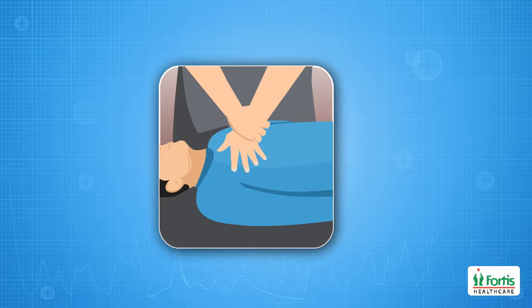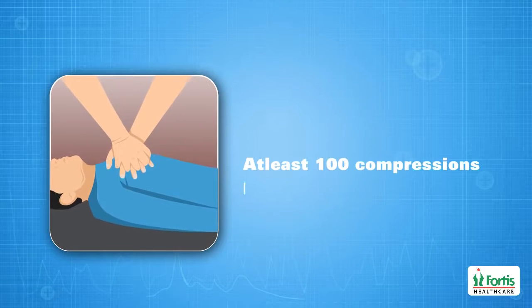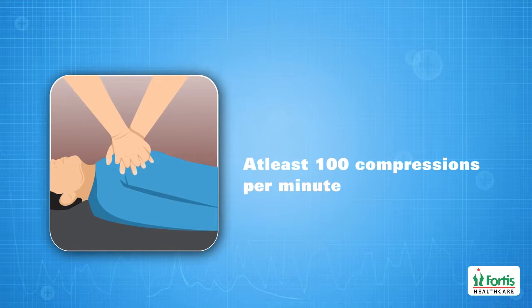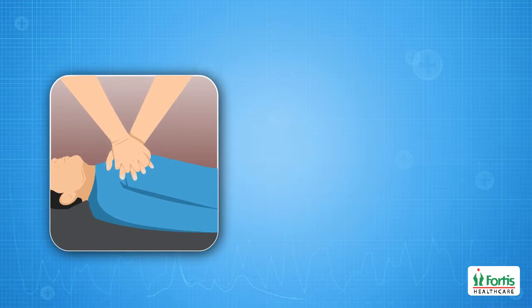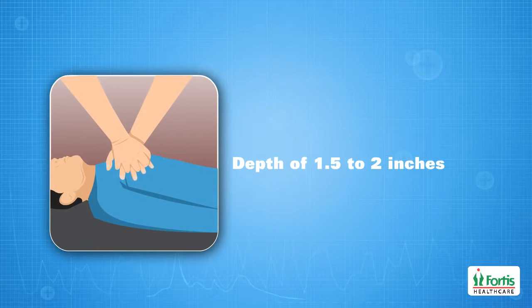Either method is acceptable. Deliver 30 chest compressions at the rate of not less than 100 compressions per minute. Each compression should depress the chest 1.5 to 2 inches. After each compression, release the pressure completely, allowing the chest to recoil.